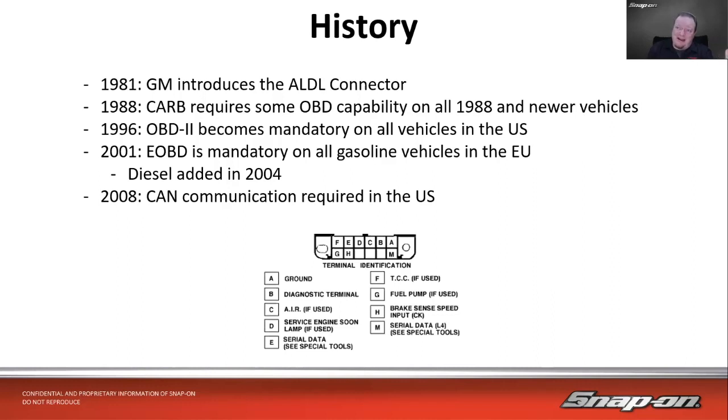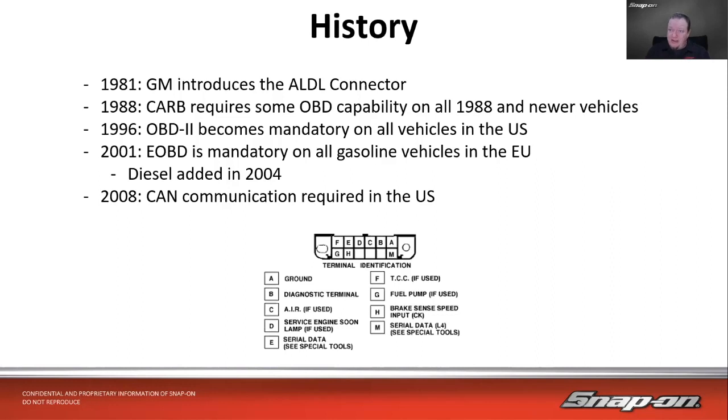And then 1996, OBD2 became mandatory on all the vehicles in the US. So OBD2 really standardized everything, because before that it was kind of like the Wild West. So we had multiple different manufacturers and multiple different ways of doing things, multiple different connectors. So you had to have a lot of tooling in order to even go through that.